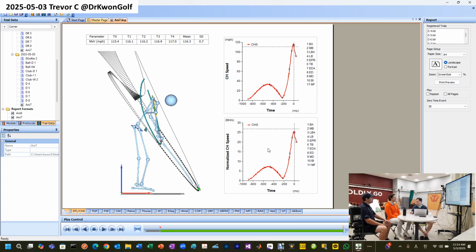You're too tall. I am. Yes, I am. So you have a disadvantage in terms of normalized club head speed. I see what you're saying.